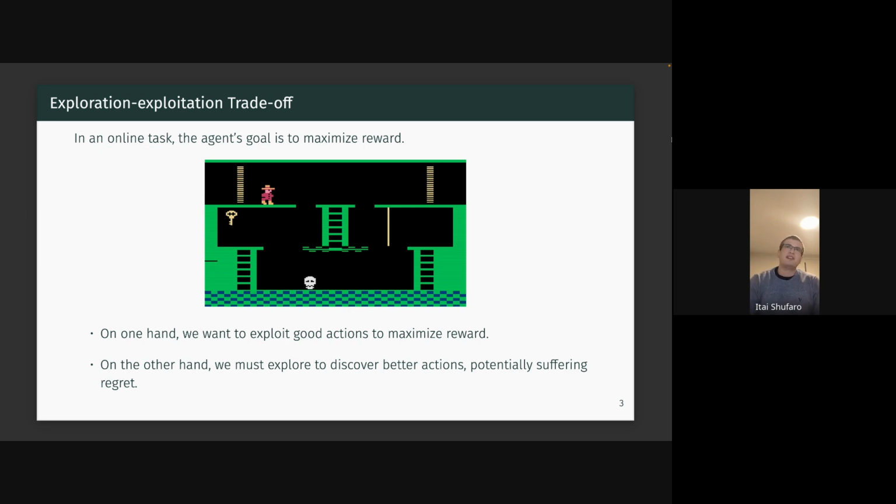In order to maximize the reward, we know that the agent must play actions that are good in the manner that they maximize the expected reward that he will receive. On the other hand, in order to discover such good actions, we must explore, potentially suffering regret, because when we explore, we'll also play suboptimal actions. And this is the well-known exploration-exploitation trade-off.